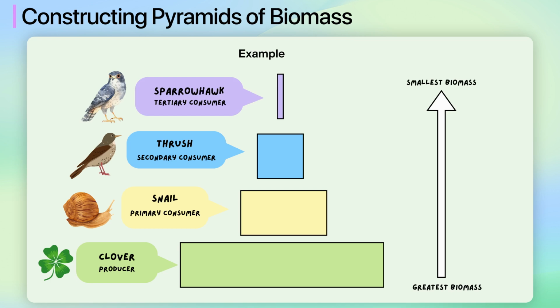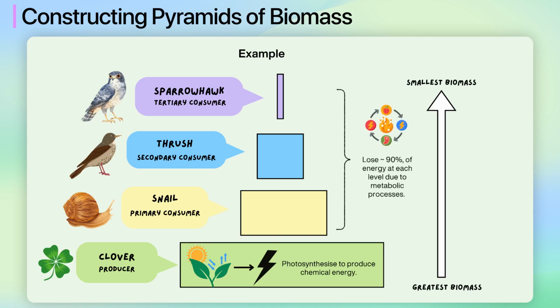Let's break down this example. The bottom bar, producers like clover, has the greatest biomass. These organisms capture sunlight and convert it into chemical energy through photosynthesis, forming the base of the food chain. The next bar, primary consumers like snails, feeds on the producers. The biomass here is lower because energy is lost through basic metabolic processes. The next bar, secondary consumers like thrushes, preys on the primary consumers. Even more energy is lost as we move up.